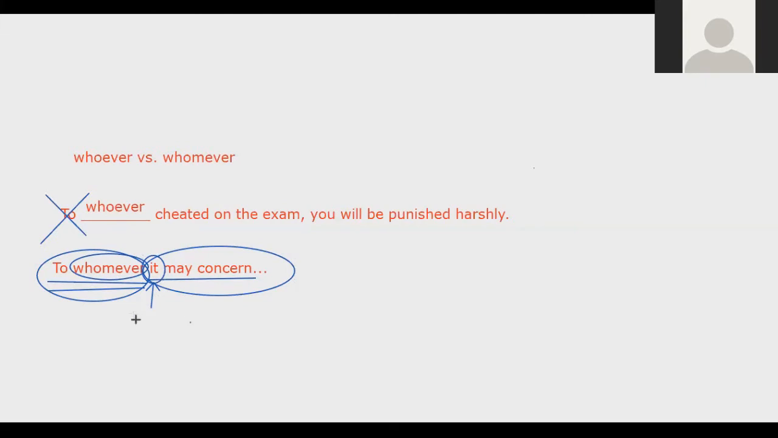So whomever is really the only thing that makes sense here, as it has to follow a preposition. Any pronoun after a preposition, that's the object of a preposition, has to be in the objective case. Okay, so that's why we use whomever here, but whoever there, if that makes sense.